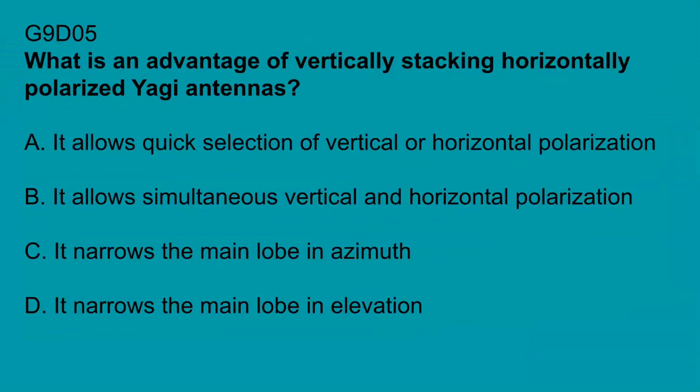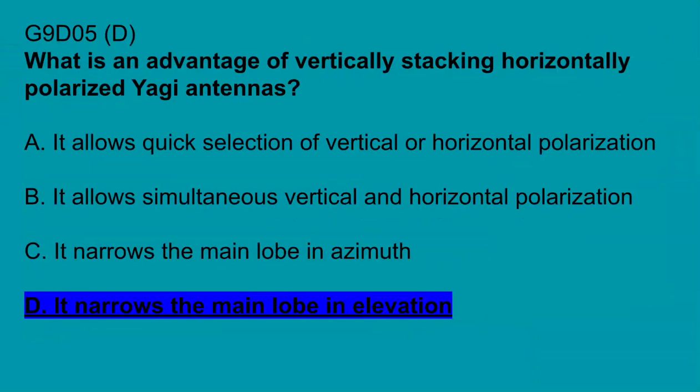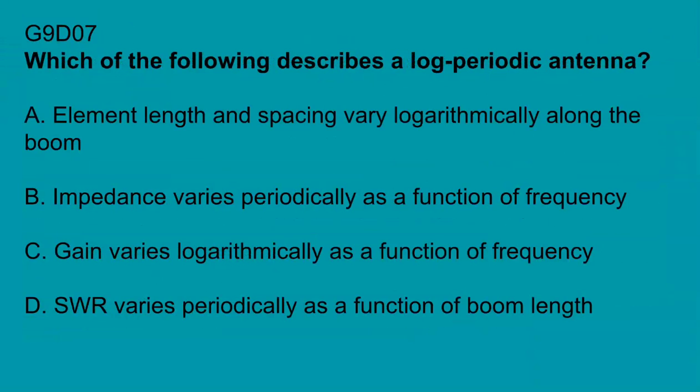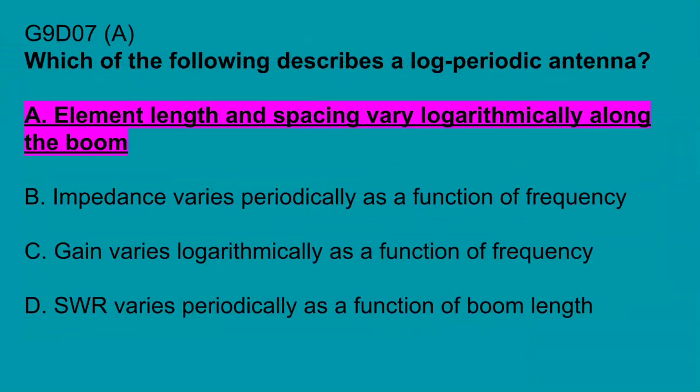G9D05, what is an advantage of vertically stacking horizontally polarized Yagi antennas? It narrows the main lobe in elevation. G9D06, which of the following is an advantage of a log periodic antenna? Wide bandwidth. G9D07, which of the following describes a log periodic antenna? Element length and spacing vary logarithmically along the boom.